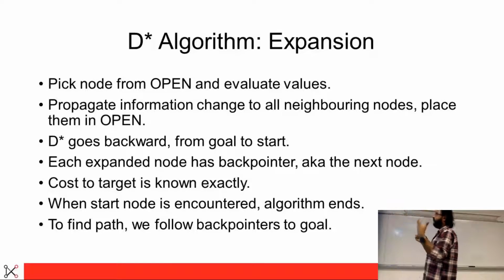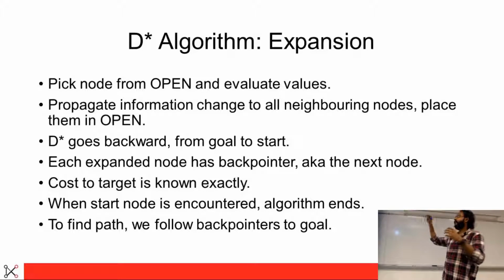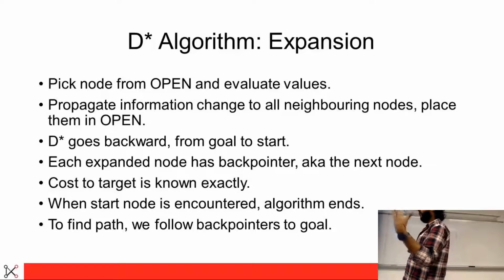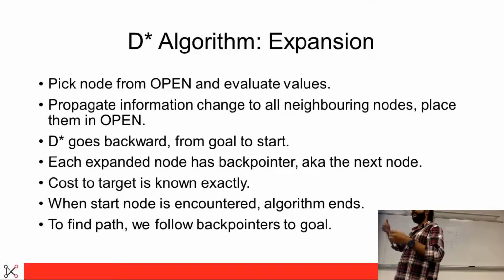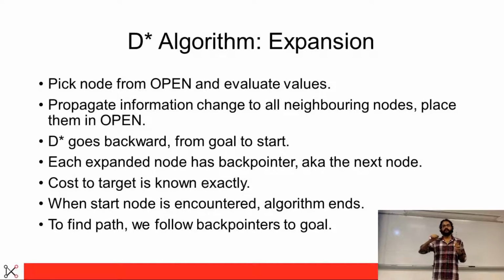So you first pick a node from the open list and you check its values, the costs. Previously, for A star, we had the heuristic cost plus the cost to go. So similarly, you evaluate the values, and based on these values, you propagate them to all of your 8 connected neighbors, and you put all of them into your open list, which means that they are now under consideration. One of the things about D star is that the algorithm goes backwards from goal to start.